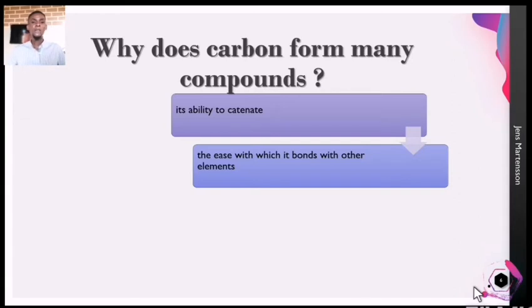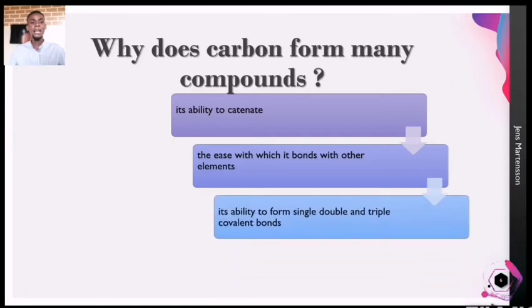Now, if carbon finds it hard to bond with other elements, it means that it would not form a lot of different types of compounds. It will be limited to certain kinds of compounds. But because of the ease with which it bonds with other elements, it gives it more options.